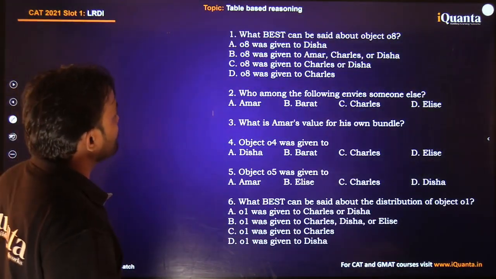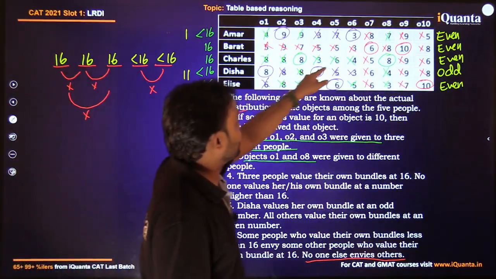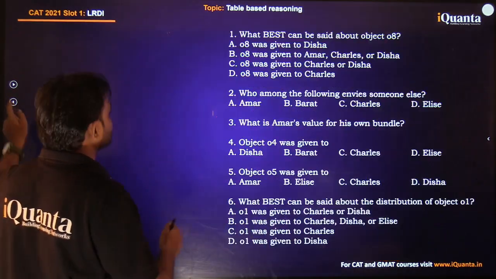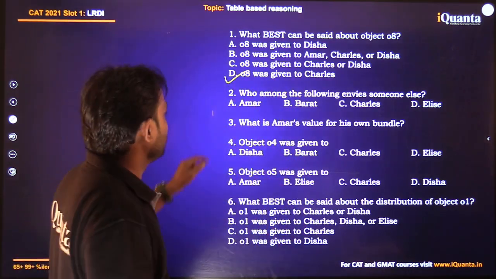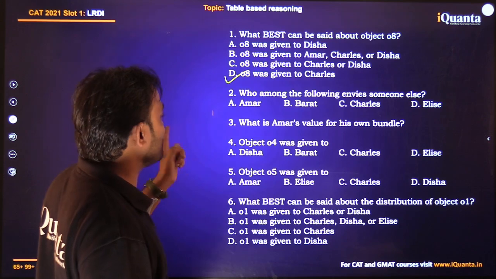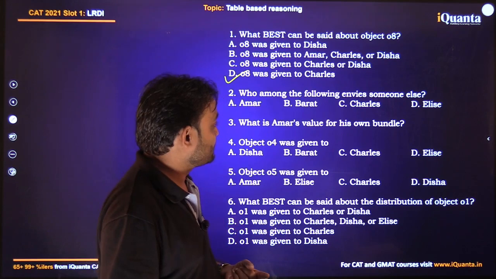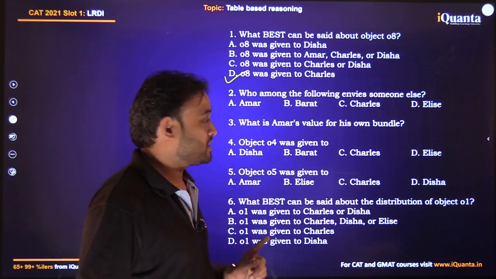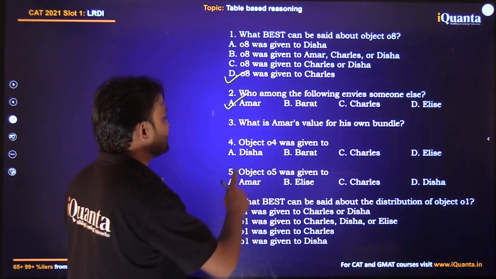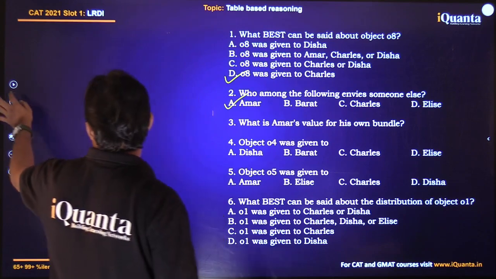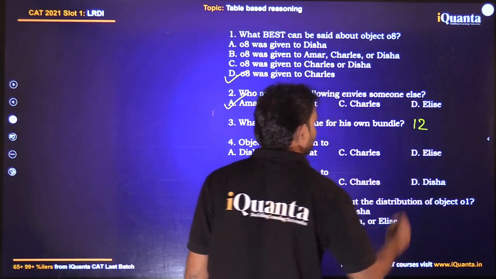Let's see what best can be said about object 8. Who received object 8? Object 8 was received by Charles. Who among the following envies someone else? We know that only Amar envies Bharat or Disha envies Bharat, but in this case only Amar envies Bharat. What is Amar's value for his own bundle? Amar's value for his own bundle is 9 plus 3, 12. So the correct answer is 12.